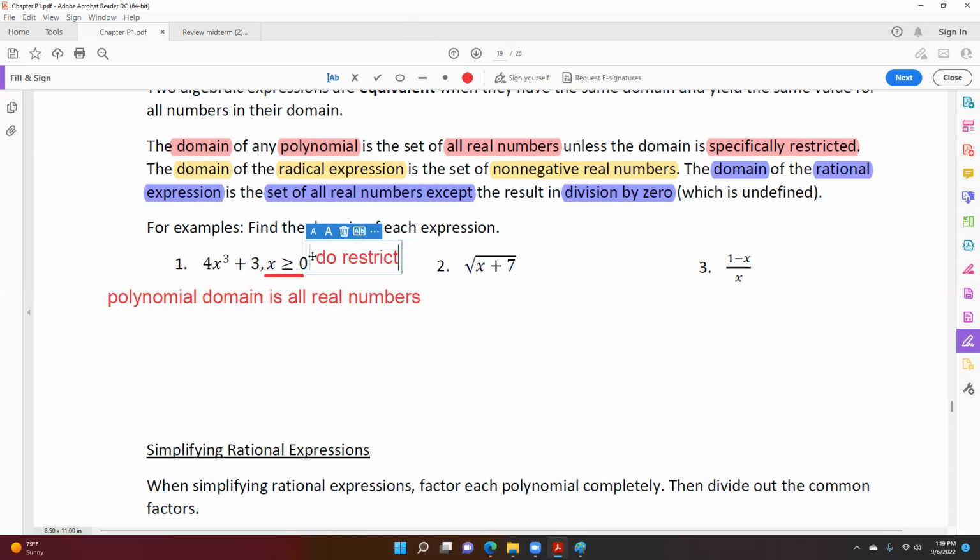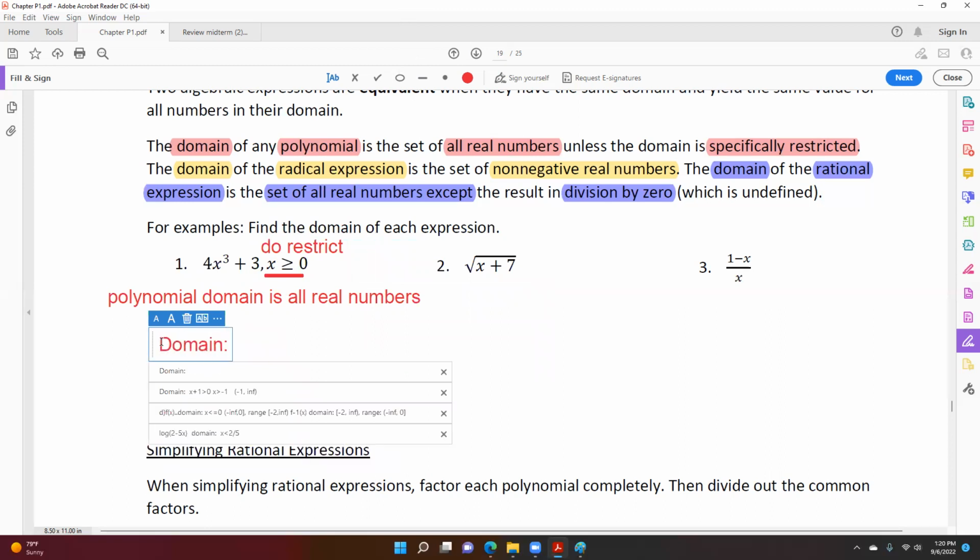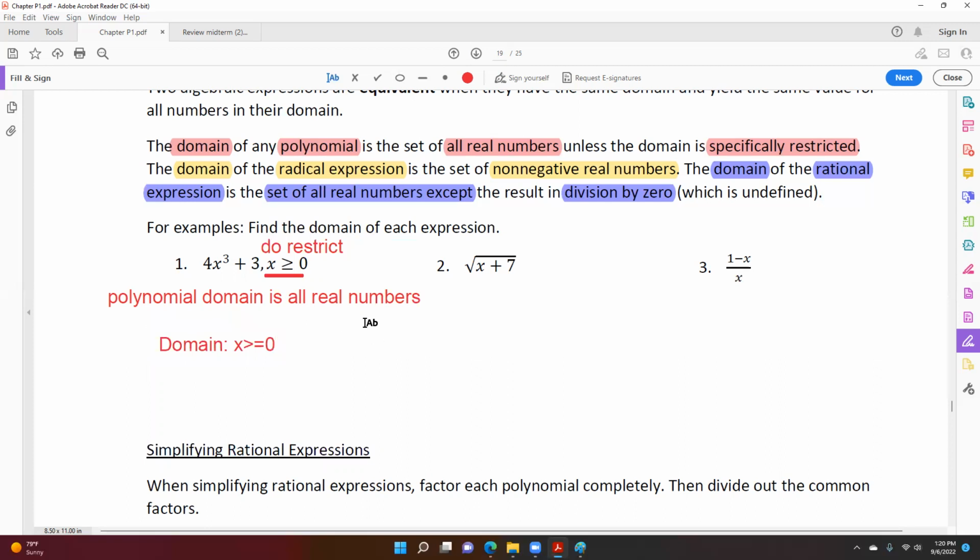Okay, so that domain restriction will tell us that we can only use this domain. So for this question, your domain in this case will be x is greater than or equal to 0. Again, I don't have the symbol for greater than or equal to on my keyboard, so I'm using this for that. Make sure you know this. This is very, very important. Without this domain restriction, your answer is all real numbers.